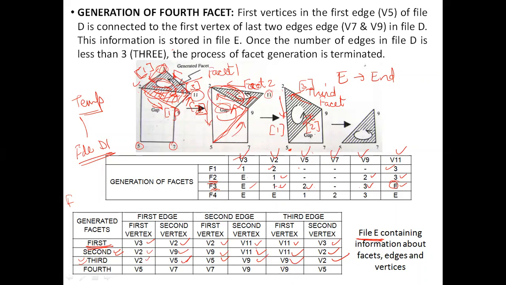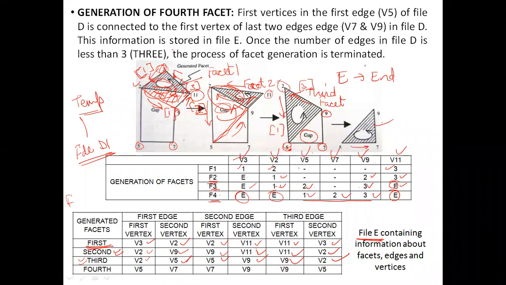Now what actually remains of the gap is this part, that is V5, V7, and V9. So now I need to create a fourth facet. Vertex 2 cannot be used any further, so that has also ended. Vertex 3 had already ended a long time back, and vertex 11 had already ended. So I am going to use V5, V7, and V9 as my vertices. This is the gap I am going to fill.